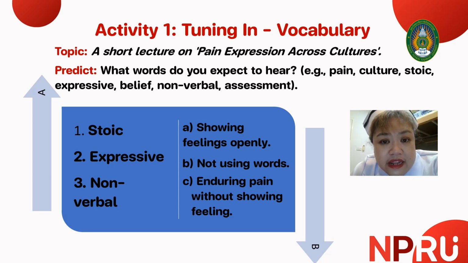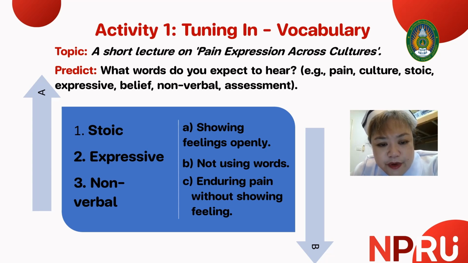Let's prepare for a listening task. Imagine we are going to hear a short talk about how different cultures express pain. First, what words come to mind? Good. Now, let's match these key terms together. The first one, stoic. Okay, let's see. Enduring pain without showing feeling.